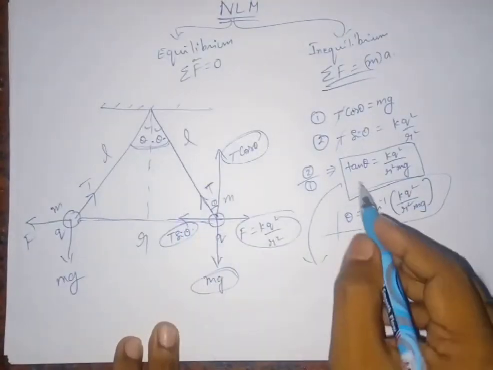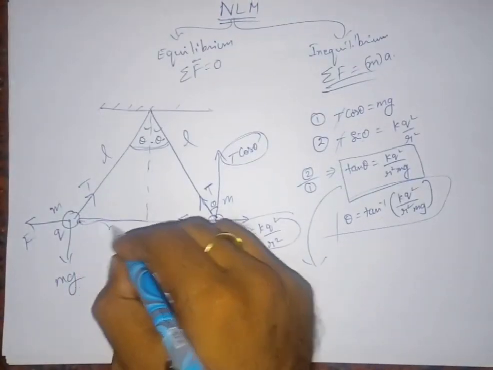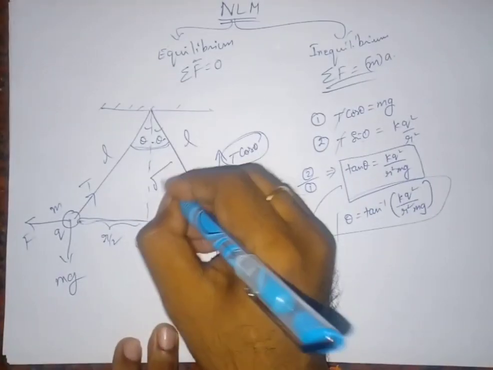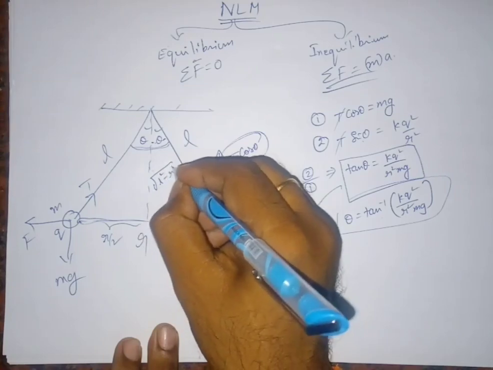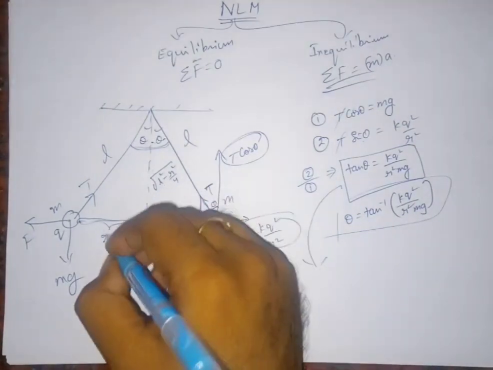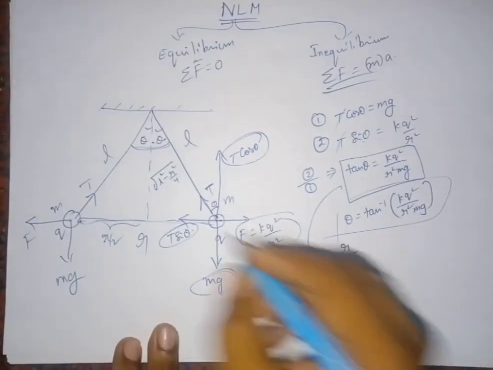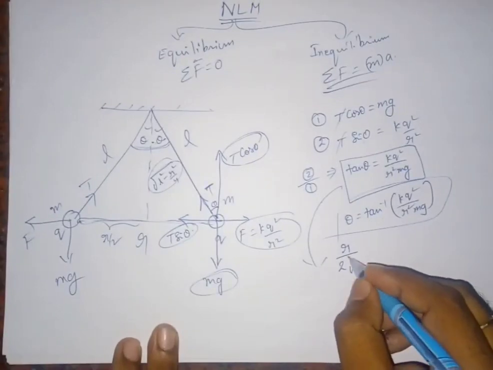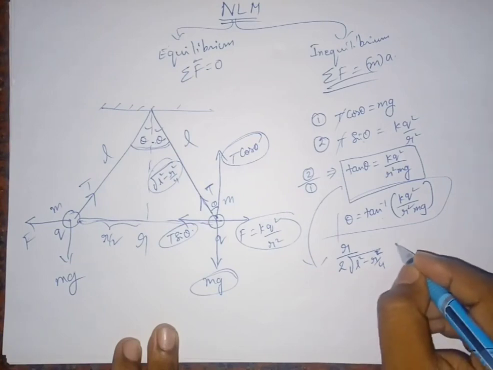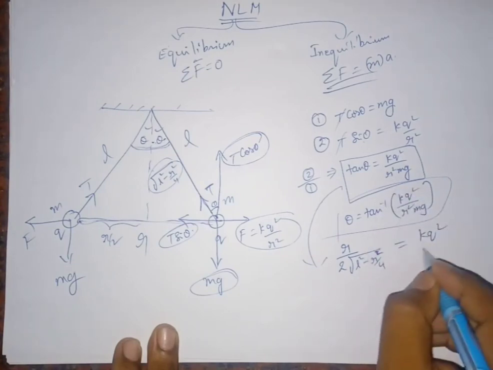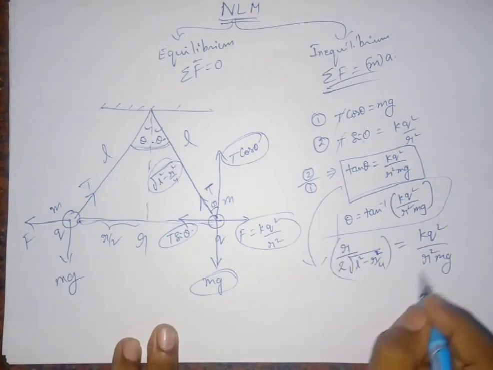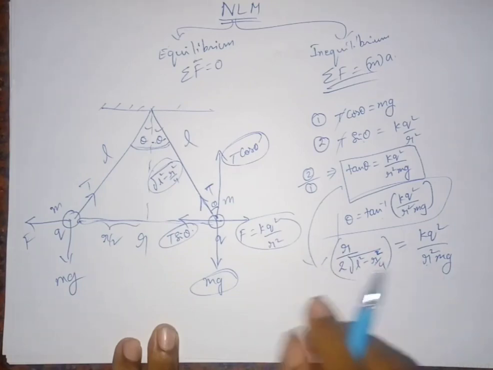What is theta? Tan theta from this triangle. So this distance happened to be r by 2. This distance, according to the Pythagoras theorem, is going to be the root of L square minus r square by 4. And from this, tan theta can be written as opposite side, that is r by 2, by adjacent side, which is root over L square minus r square by 4, which is equal to kq square by r square mg. This is tan theta.